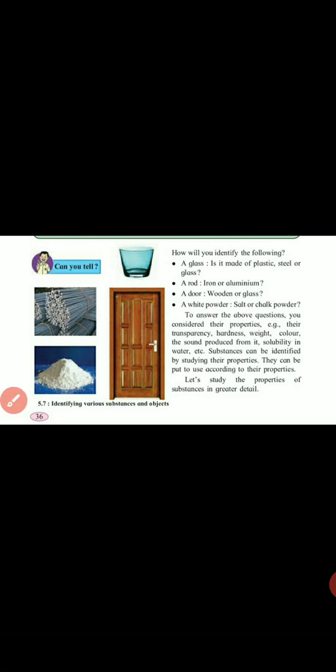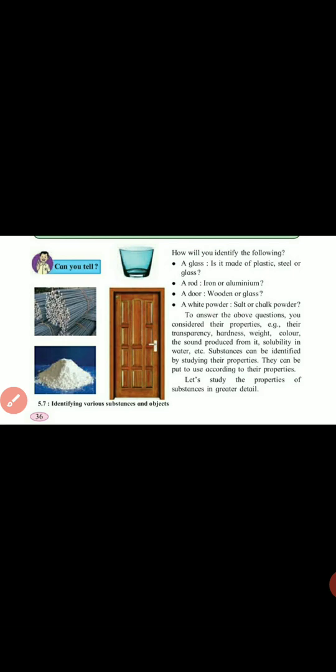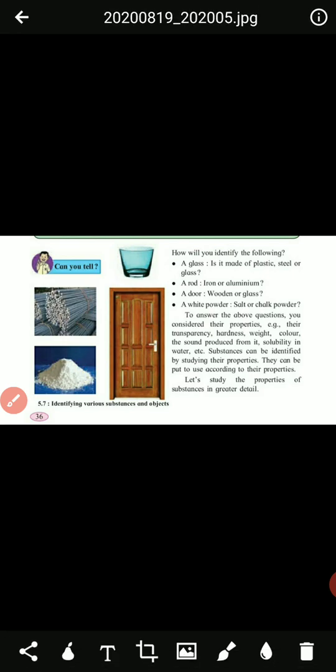Just here, first observe the objects. They are given here. Here glass is there. Here a door is there. Again here some rods are there. Again here some white color powder is there. Yes children, so how will you identify all of these?